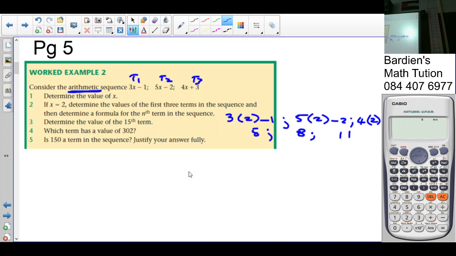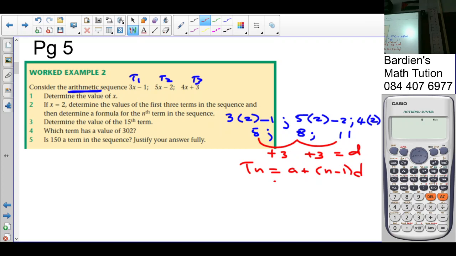Okay, so how do I move from one term to the next? I'm adding 3, which makes this my common difference, not so? So what's the general term? Tn is equal to a plus n minus 1 times d. What's your a value? 5 plus n minus 1 times 3. We multiply, get rid of the bracket. So it's 5 plus 3n minus 3. So it's going to be 3n plus 2.